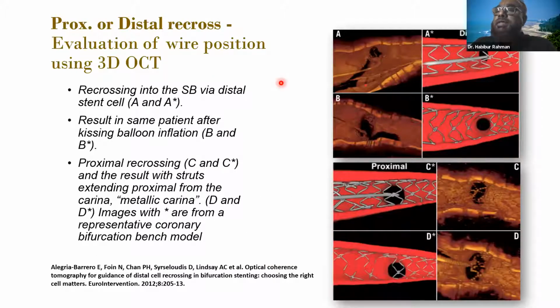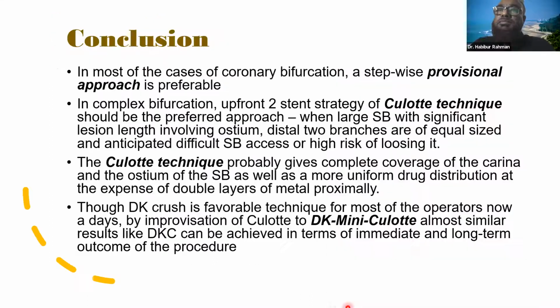Another issue is why distal strut crossing? Here we can see if we do the proximal crossing, then this sort of crowding is there with 3D OCT. But if we do the distal crossing, there is no crowding of struts.